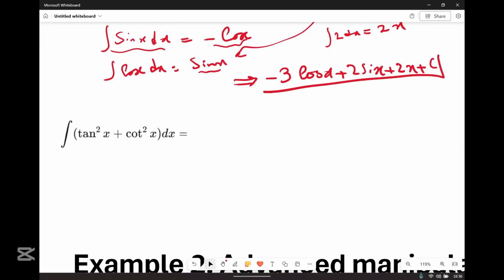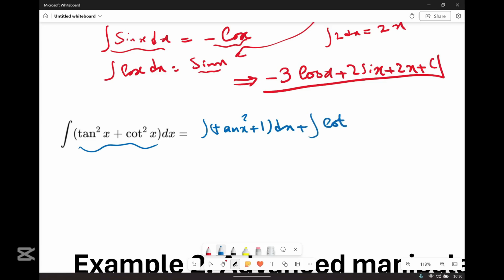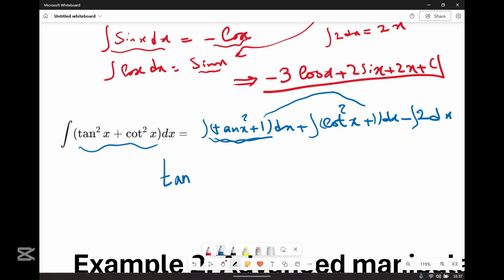Oh, a little strange. What's your idea about this, guys? At first, I put the 1 for every statement, plus 1 dx, plus the integration of cotangent squared x plus 1 dx, minus 2. Do you agree with exactly plus 1 minus 2 and the integration of dx? What is that exactly? That is the derivative of tangent. Therefore, this part's integration is tangent x.